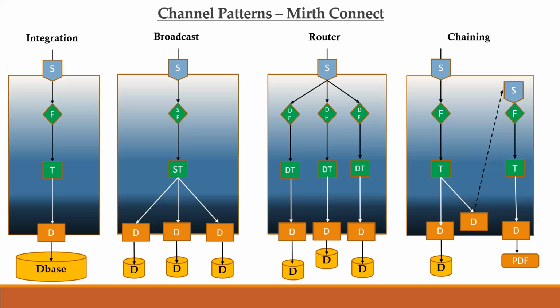You will receive the message and that message will travel through source filters and source transformers. After source transformations are done, the same message will be replicated to all the destinations that are there. If you have 3 destinations, the same message will be replicated to all 3 destinations. If you have 10 destinations, the same message will be replicated to all 10 destinations.